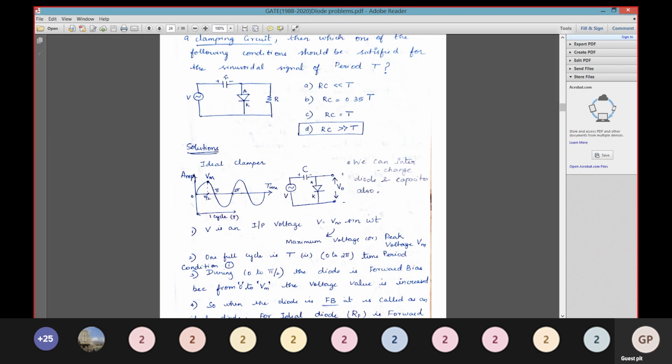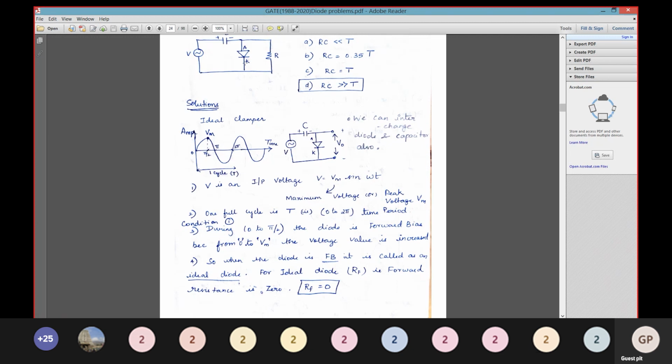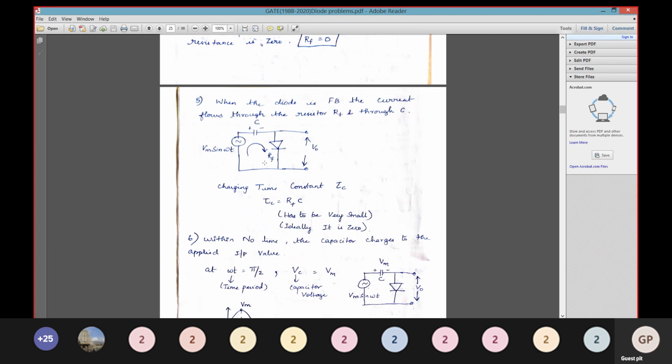Okay, and what about the discharging time? Your discharging time of the capacitor is very less, from the cycle of pi by 2 to 2 pi. Okay, so when the diode is forward biased, it is called as what? The diode is called an ideal diode, as we already know. And what is the forward resistance? The ideal diode's internal resistance, RF. So RF is 0. Okay. So that is the reason.